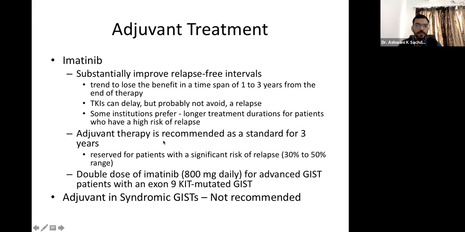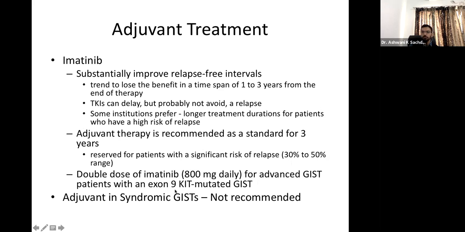So it is recommended that adjuvant therapy with imatinib should be given for at least 3 years in patients who are having a significant risk of relapse, about 30 to 50% range. A double dose of imatinib, 800 milligram, is given for advanced GIST patients with exon 9 KIT mutation. In our question, the KIT mutation was at exon 11.